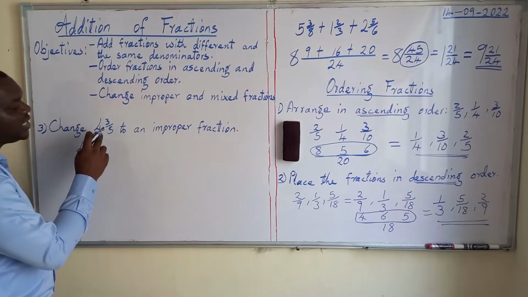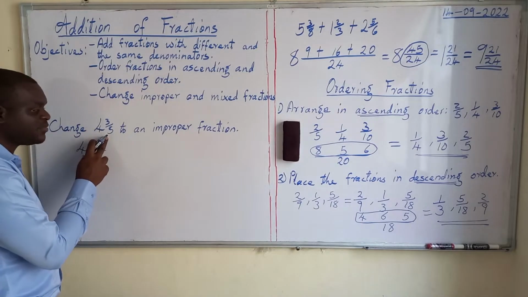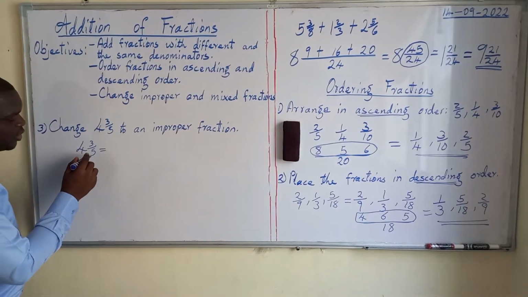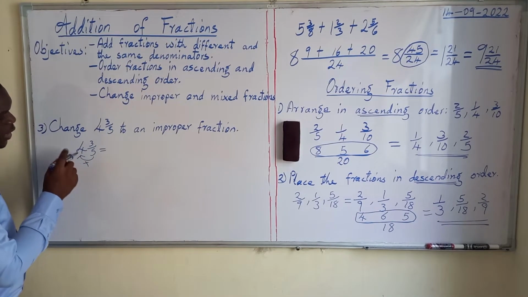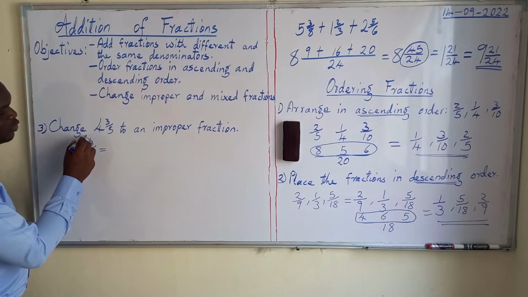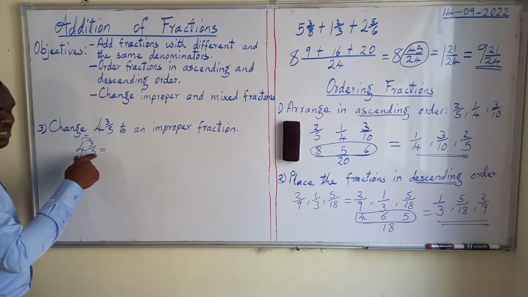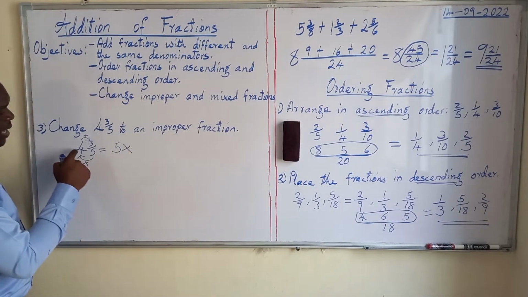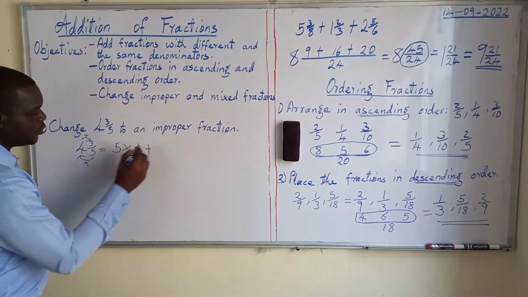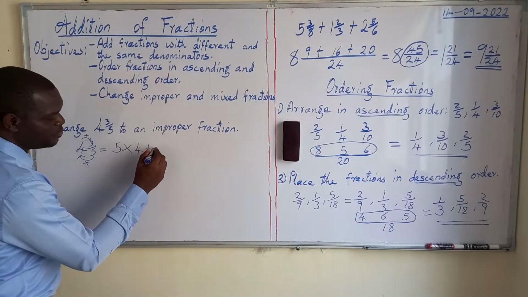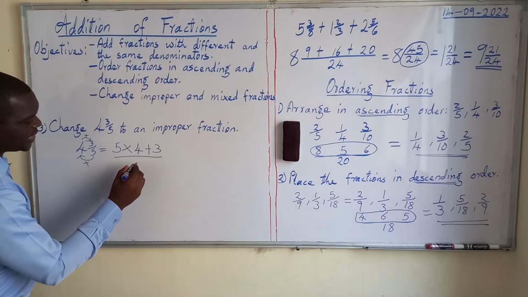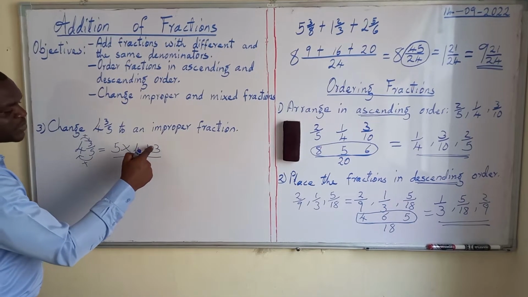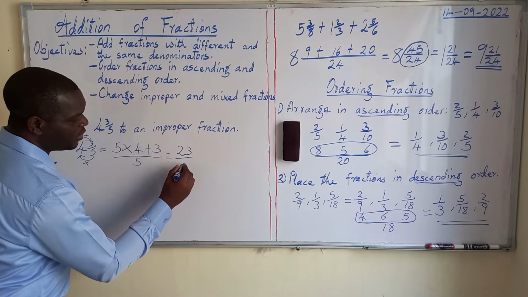If you want to change a mixed number or a mixed fraction to an improper fraction, the first thing is take the denominator, multiply by the whole number, add the numerator and the answer goes over the denominator. Therefore, we are going to first of all take 5, we multiply by 4, which is the whole number, then we add 3, which is the numerator, and all this we will express all over 5. 5 times 4 is 20, and 20 plus 3 is 23 all over 5.